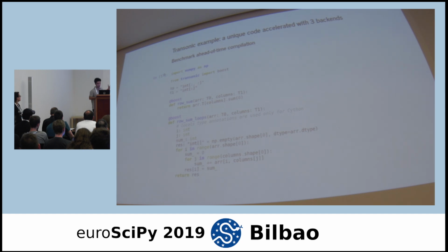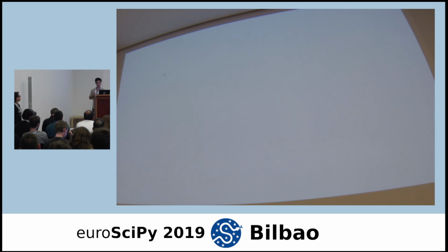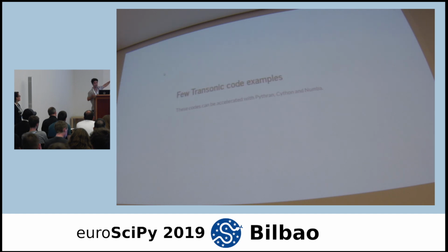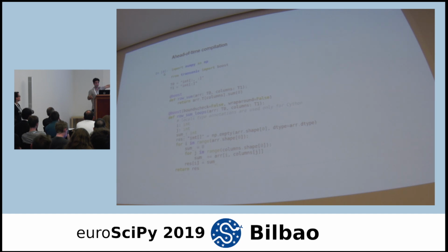But we support quite a lot of Cython features. So for example, here in Cython, you say, okay, for this function we don't wrap around the indices. You can do that, and the types of the local variables can be added. And so it's actually difficult with Cython to be much faster than what we get with this implementation. And that's why the result of the benchmark was pretty fast.